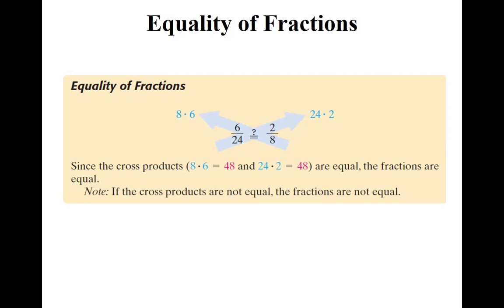And if we multiply along the diagonals, for instance, here in 6/24 and 2/8, 8 times 6 is one diagonal. 24 times 2 is another diagonal. Both of those equal 48. Since the cross products are equal, that means the fractions are equal. And on the other hand, if the cross products are not equal, then the fractions are not equal.